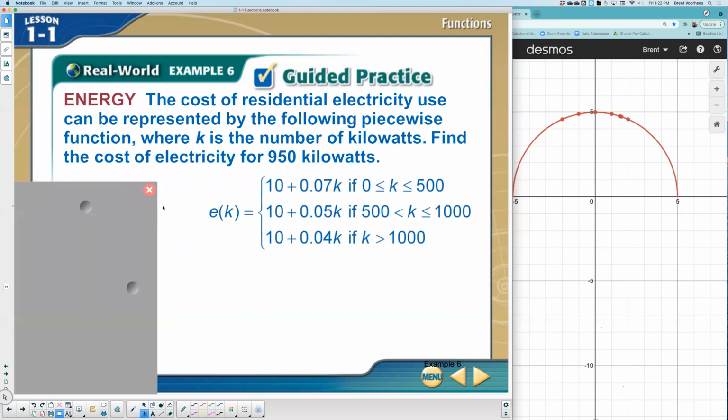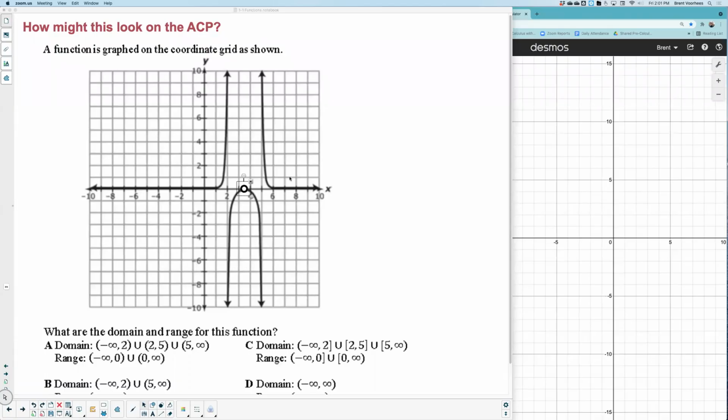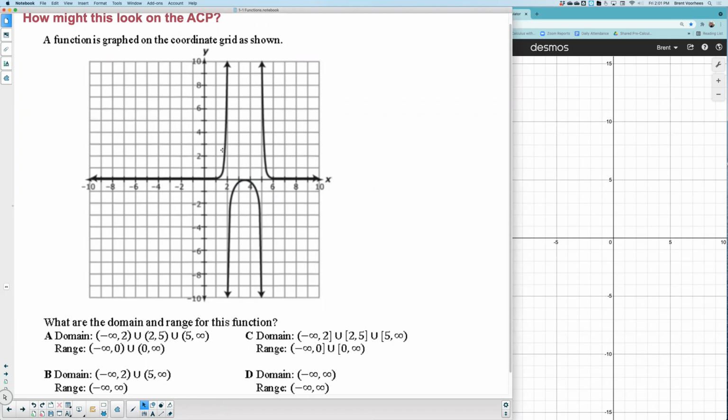Your last DOL. I want you to get your answer for example 6 now. All right, now let's take a look at how this might look on the ACP. One thing I'm going to do though is I've added the circle, and truthfully, I don't want that here for this particular problem. We want to find the domain and range of this graph shown.